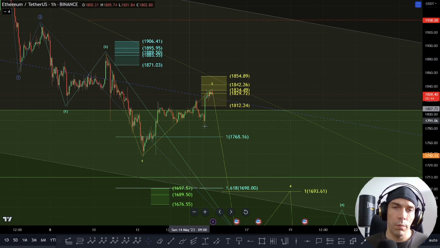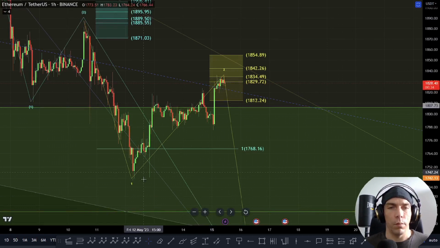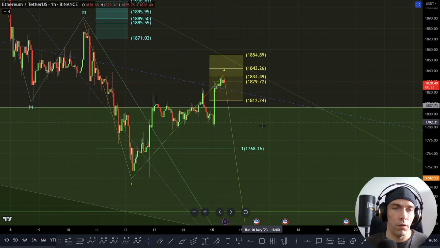Now, invalidation of this would come by actually crossing back above this high point here of this 1887. Now, the move up is looking corrective at the moment, but we need to be aware that we could actually see this look to become an impulse. So we're going to go over that count as well within this video. But for the time being, we're looking at the potential of this as an ABC to the upside.